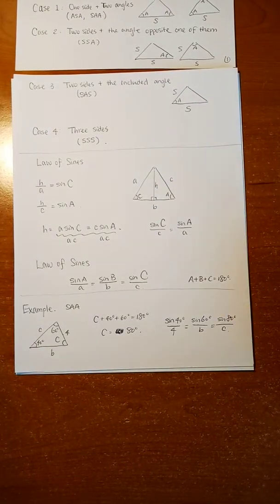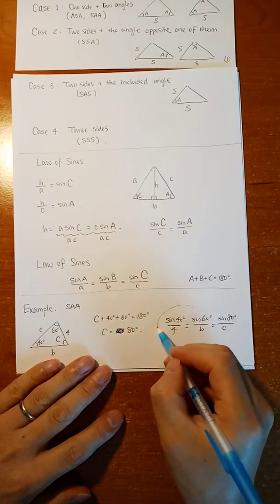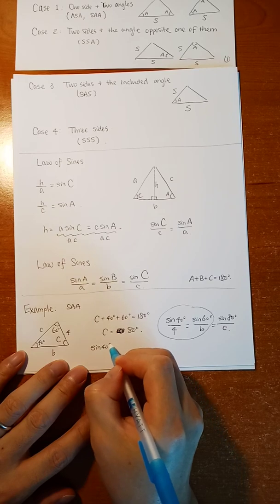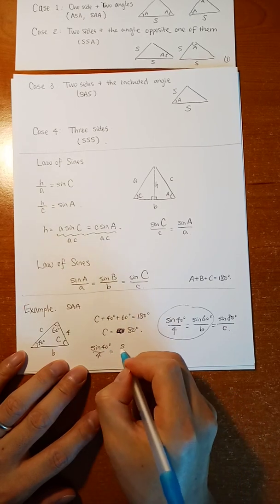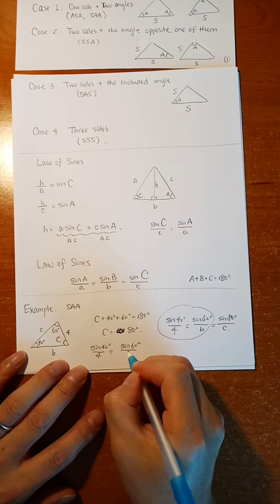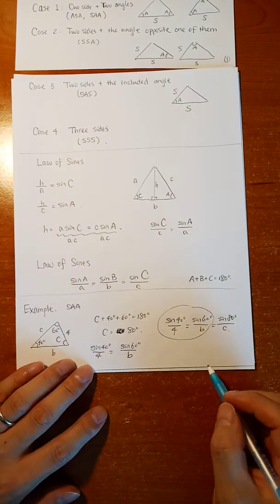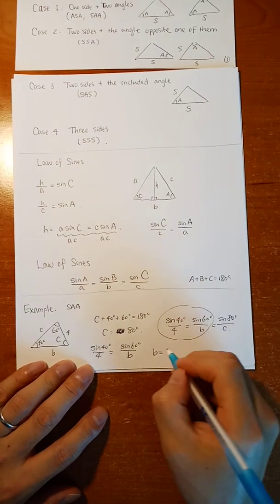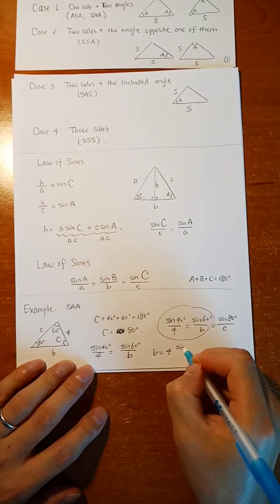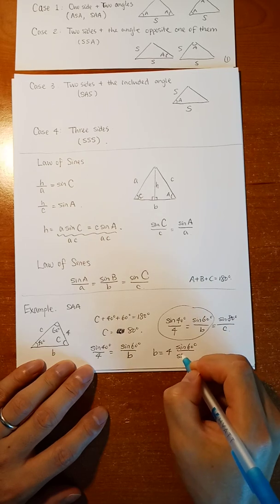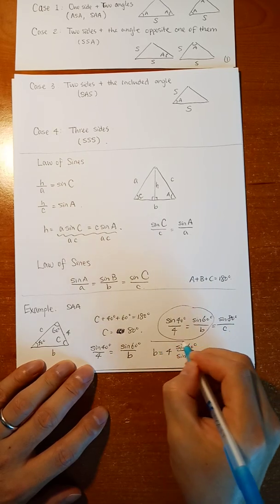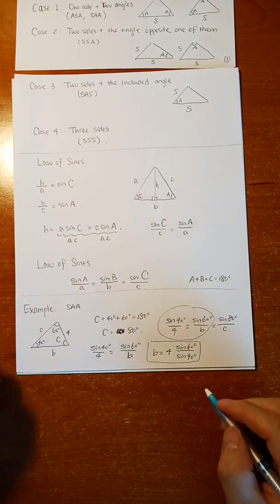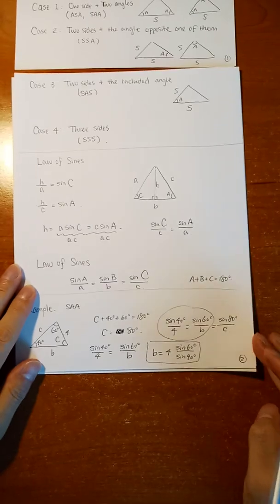Okay, so now let's just separate them. If we consider the first two terms, we know sine 40 degrees over 4 is equal to sine 60 degrees over b. This is b. So you solve for b, you get b is 4 times sine 60 degrees over sine 40 degrees. And you leave the answer like this. Don't simplify it.